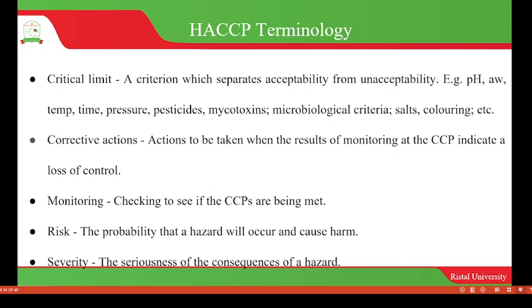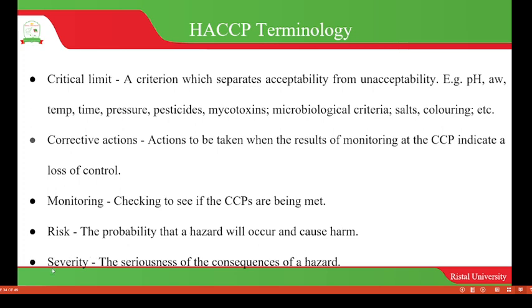Monitoring, checking to see if the CCPs are being met. So that if they are not met, you go ahead and look for a corrective measure or you take a corrective action to take it back to the normal or to enable it meet the CCPs. Then risk, the probability or chances that a hazard will occur and cause harm.